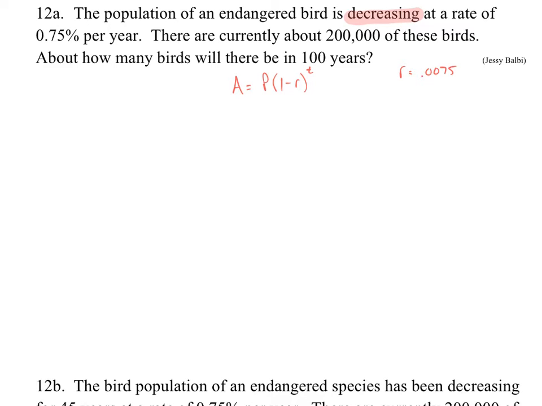There are currently about 200,000 of these birds, so the principal amount is 200,000. How many birds will there be in 100 years? We've got all the pieces we need. Let's plug them in. P is 200,000 times 1 minus 0.0075 to the 100th power. All right, so that's really the same as 200,000 times 0.9925 to the 100th power.